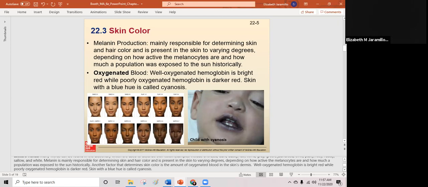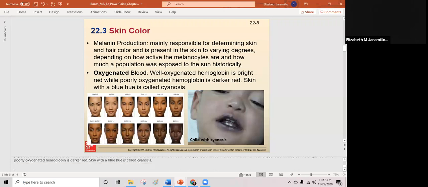Depending on how active the melanocytes are and how much a population was exposed to the sun historically, that kind of depends. Another factor that determines skin color is the amount of oxygenated blood in the skin's dermis. Well oxygenated hemoglobin is bright red, while poorly oxygenated hemoglobin is darker red. Skin with a blue hue is called cyanosis. Gives that blue hue.